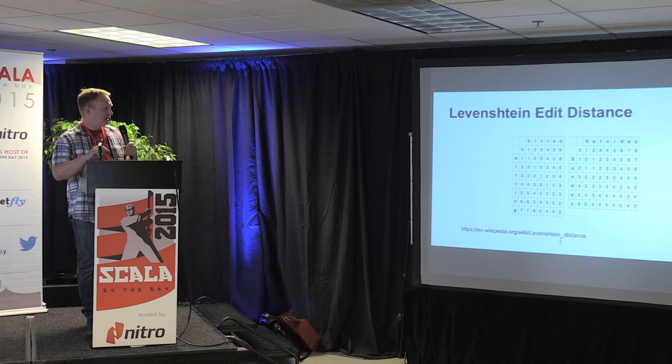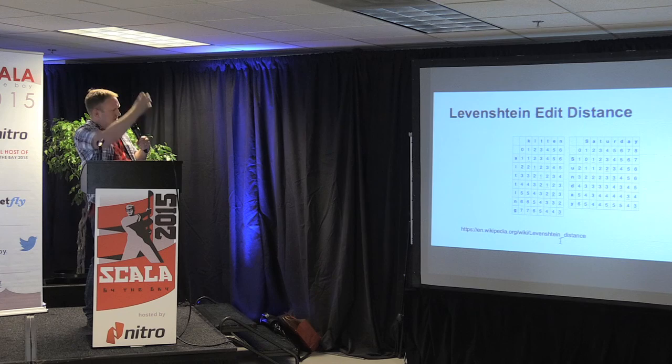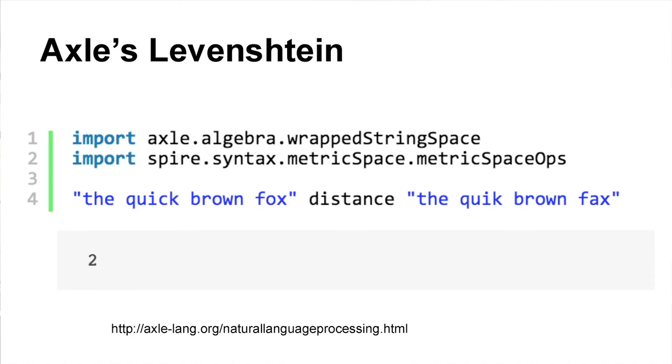And you can see in both cases, if you read the number on the bottom right, it's three, meaning that there are three edits required to go from one word to the other. The way this is a dynamic program, the algorithm starts at the upper left and fills in to the lower right, and the number at the lower right is the answer. So you can actually write that as a metric space, and you can use some of Spire's syntactic sugar to get this infix distance operator.